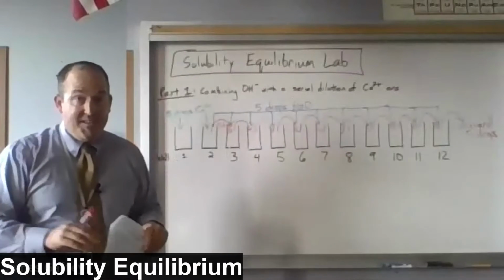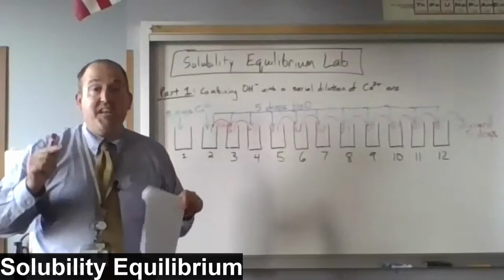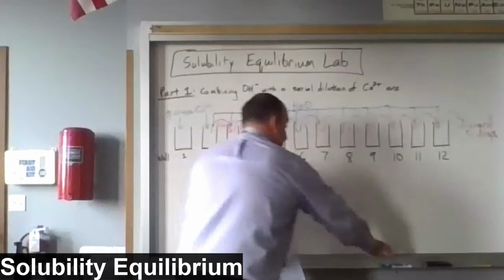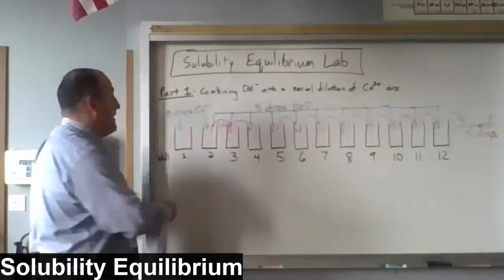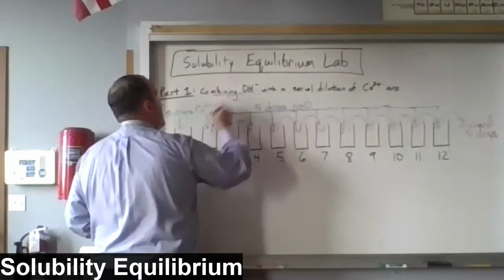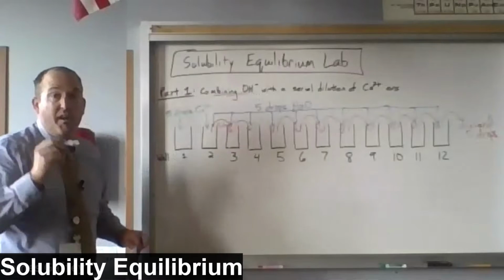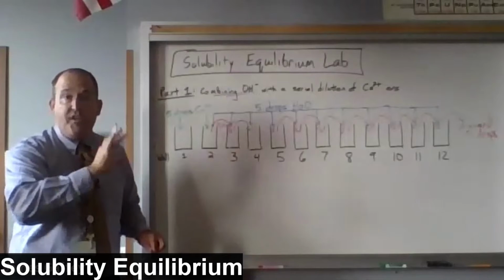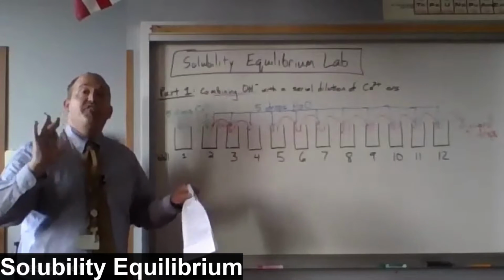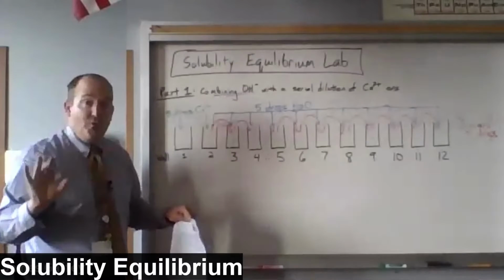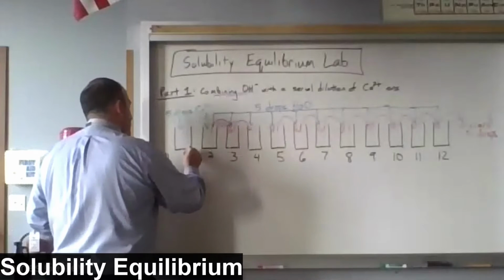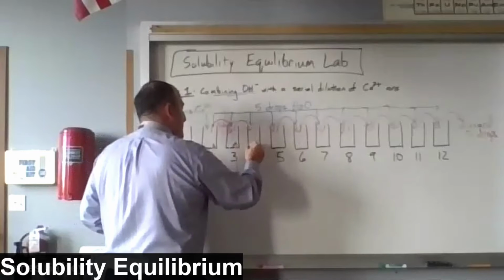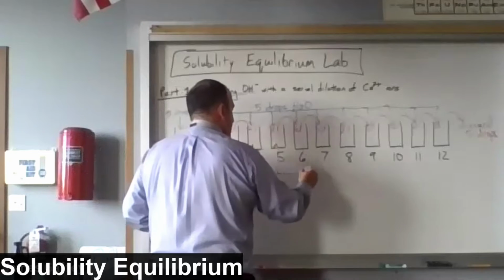Now, for the rest of this, remember, we've got to make a solid white precipitate, calcium hydroxide. Well, you're not going to get calcium hydroxide unless you add hydroxide ions. So we're going to now take this beautiful serial dilution of calcium ions, and to every single well, 1 through 12, we're going to add 5 drops of hydroxide ion.